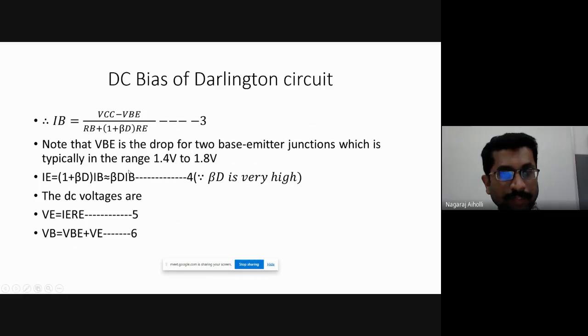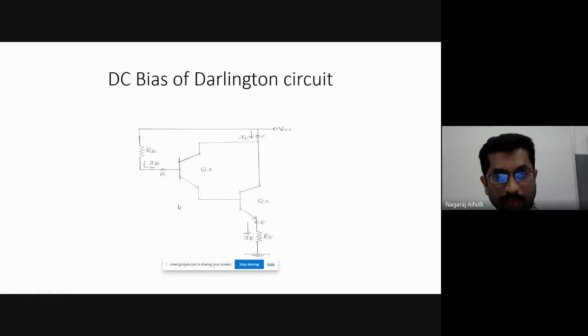But getting the point here, the equation for I is (1 plus beta D) into IB, that is approximately equal to beta D into IB, because beta D is very high and larger than 1, therefore this will be approximated as simply beta D into IB. Now what are the other DC voltages we are having? If you look into this circuit, VE is equal to IE into RE. Emitter current into emitter resistance gives the emitter voltage.